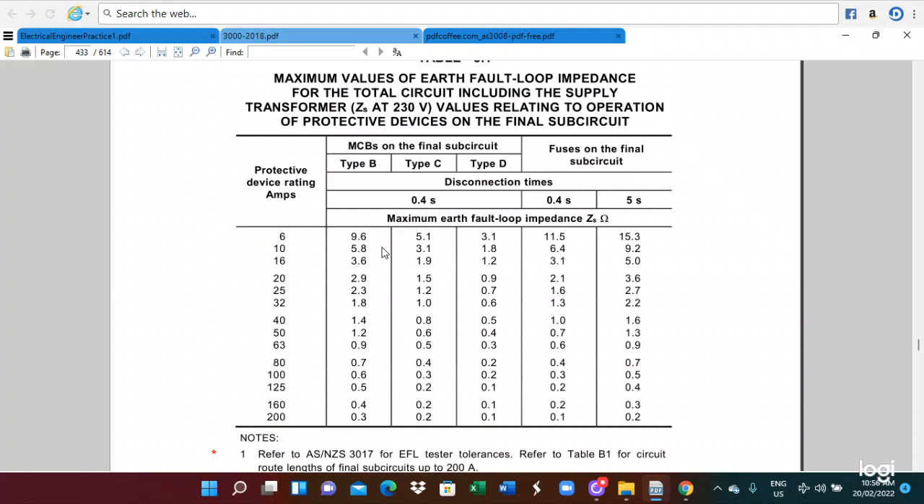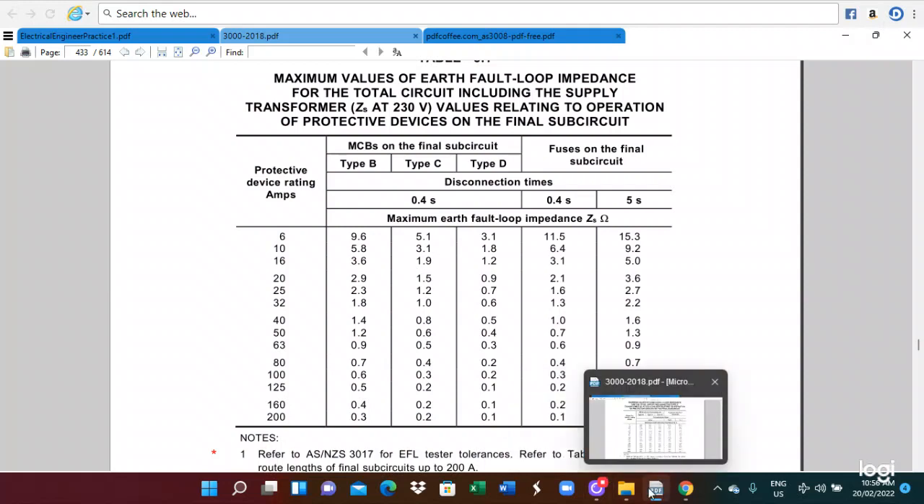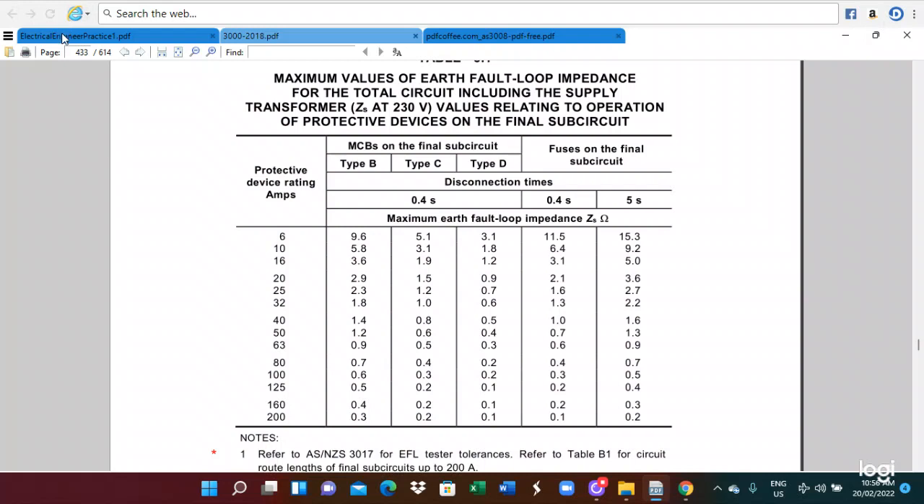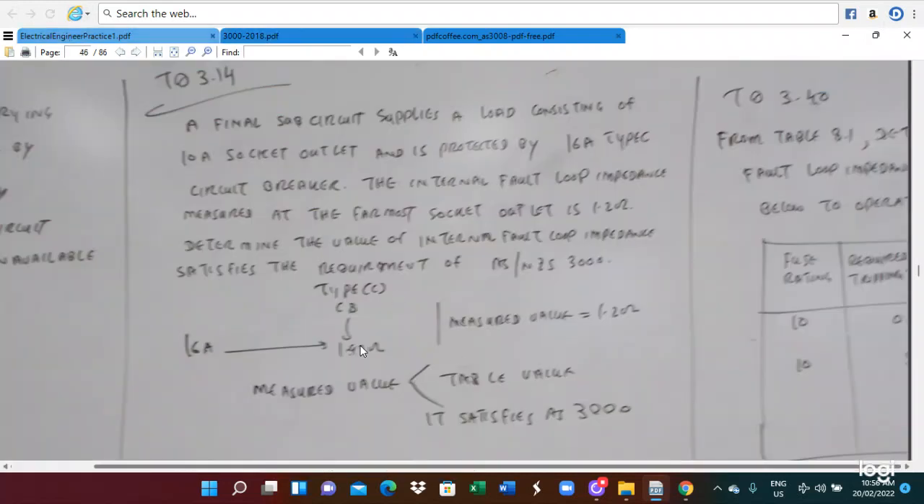So the type C circuit breaker, 16 ampere, the fault loop impedance must be 1/9 ohm. This is the fault loop impedance we calculated. So for that we got 1/9 ohm, the fault loop impedance.